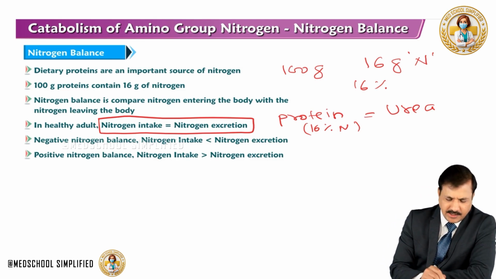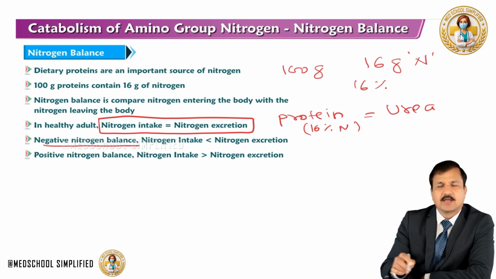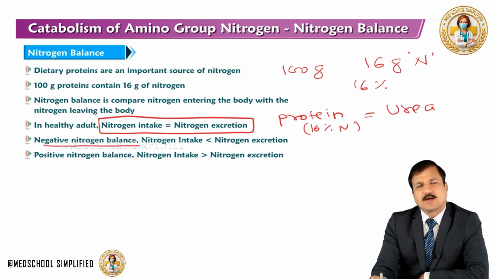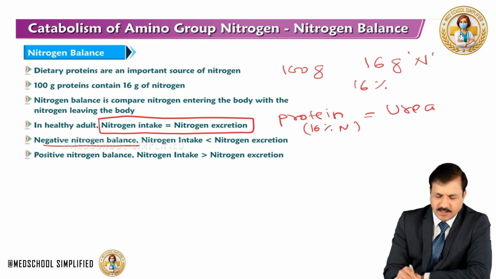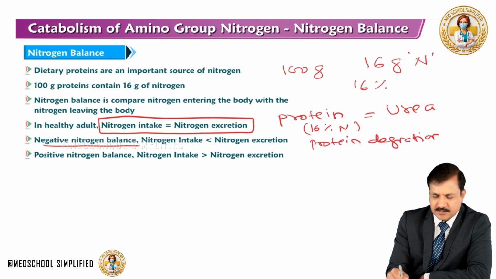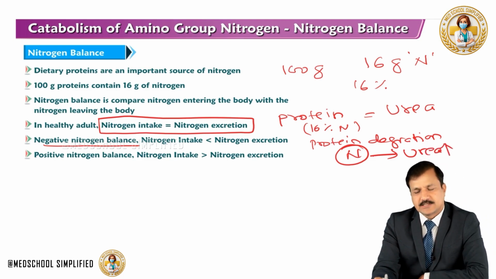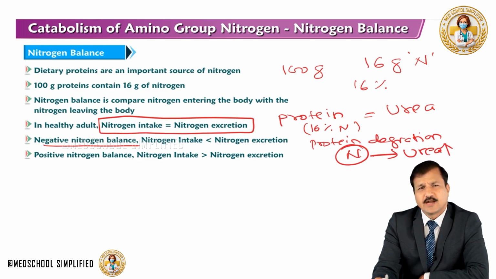Now, in negative nitrogen balance, what happens? The amount of nitrogen coming in is less than the amount of nitrogen being excreted. That means proteins are undergoing degradation. Nitrogen from the protein goes out in the urine as urea, and urea levels in the urine will be increased. That is what is referred to as the negative nitrogen balance condition.